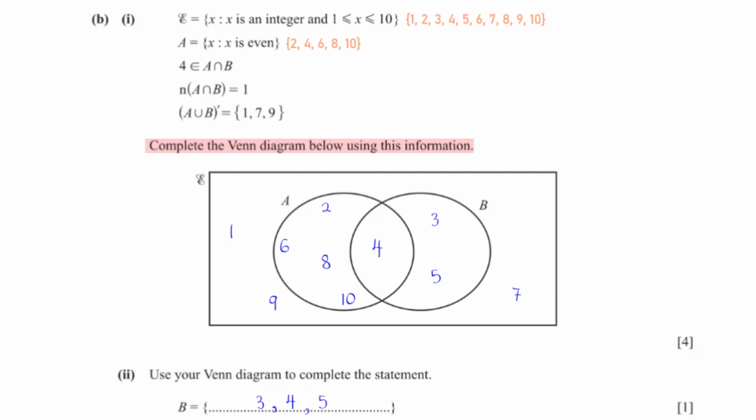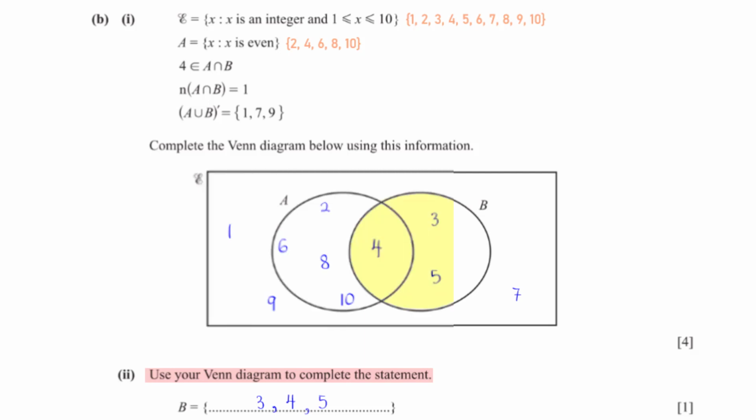Looking at the elements in set A, we see that if 4 is common to sets A and B, then the remaining elements in set A are 2, 6, 8, and 10. Then looking at the elements in the universal set, the remaining elements 3 and 5 will go under set B. Use your Venn diagram to complete the statement B equals blank. In other words, we are to list the elements in set B. These are 3, 4, and 5.